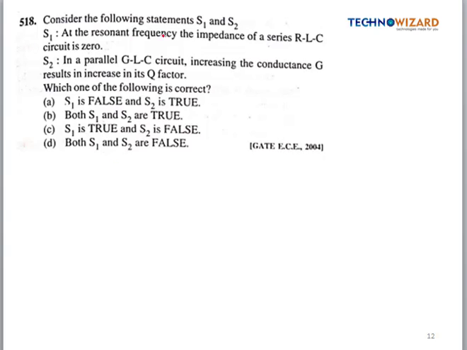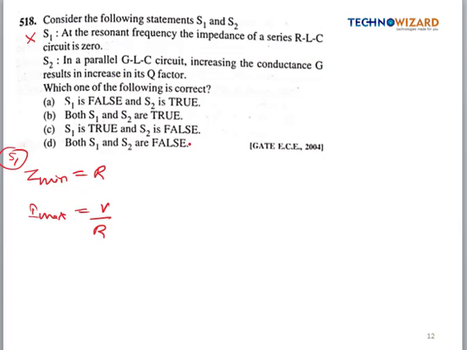S1, at the resonant frequency the impedance of a series RLC circuit is 0. So this statement is wrong, because in a series RLC circuit under the resonant frequency the impedance is minimum, okay, which is given by Z minimum is equal to R. So this is the S1 statement, and if impedance is minimum, as a result the current will be maximum in the series RLC circuit, which is V by R, and the circuit will be purely resistive, hence it will have unity power factor.